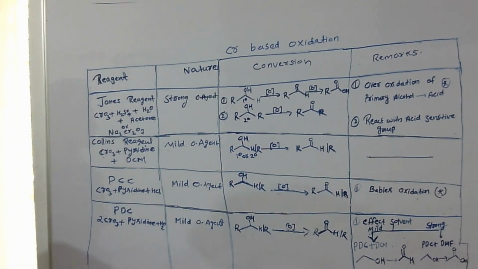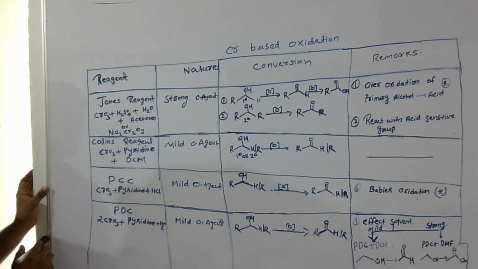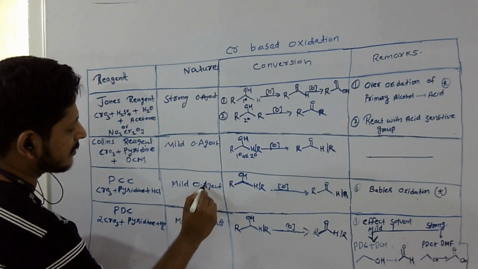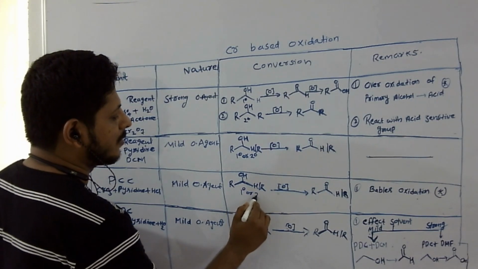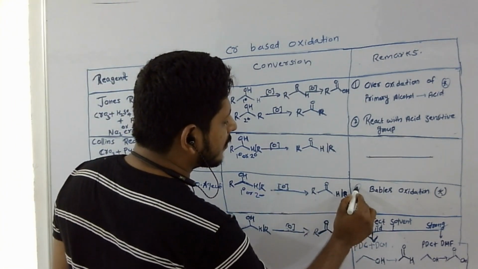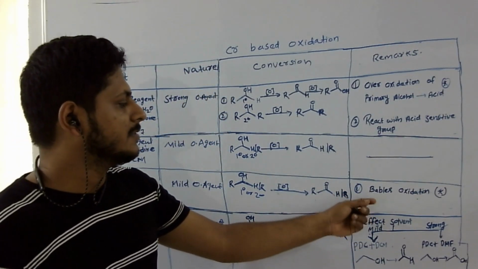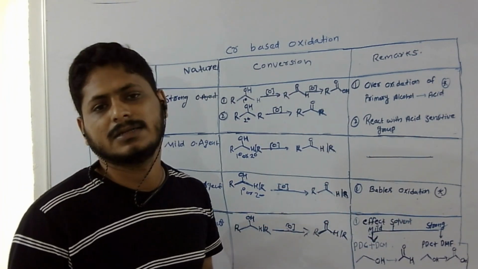After that, scientists introduced another kind of oxidizing agent, that is PCC, in which we are using CrO3 plus pyridine plus HCl. This is also a mild oxidizing agent. It will also oxidize primary or secondary alcohol into aldehyde and ketone. One important point about the PCC reagent is that it undergoes an important named reaction, that is Babler oxidation. We will discuss that later.